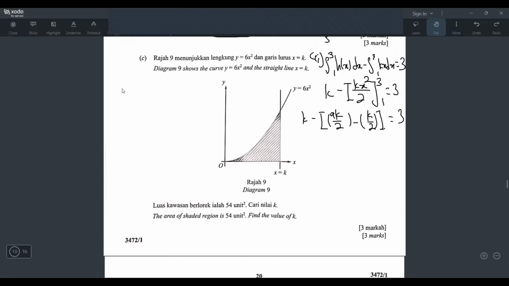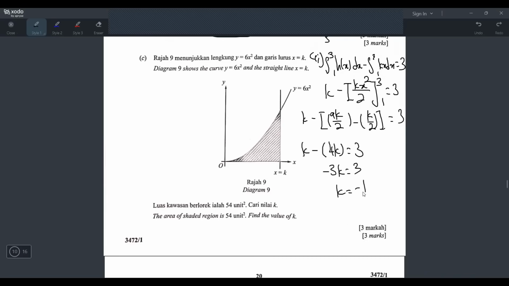All right, after you reach here, you can find your k, but you have to do the inner bracket first. So what is 9 over 2 minus 1 over 2? 8 over 2, which is 4k, equals 3, right? Because 9 over 2 k minus 1 over 2 k is 8 over 2 k, which is 4k. And then k minus 4k is negative 3k equals 3, so k is negative 1. Okay, so that's the answer.